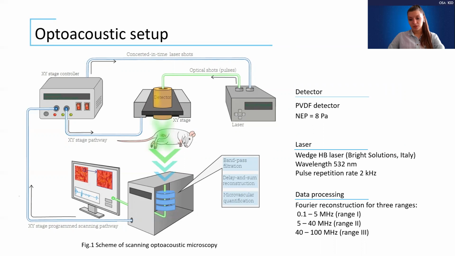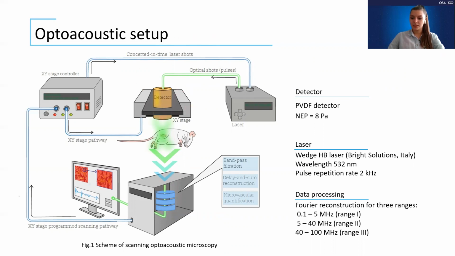Our optoacoustic setup scheme is shown on the screen. Probing pulses were generated using a laser operating at a wavelength of 532 nanometers. The system response allowed us to visualize 40 nanometer blood vessels at up to 2.1 millimeter depth. An ultrawide bandwidth transducer, 100 kilohertz to 100 megahertz, made of PVDF film was used, allowing us to image both micrometer-sized blood vessels as well as millimeter-sized blood-containing structures.